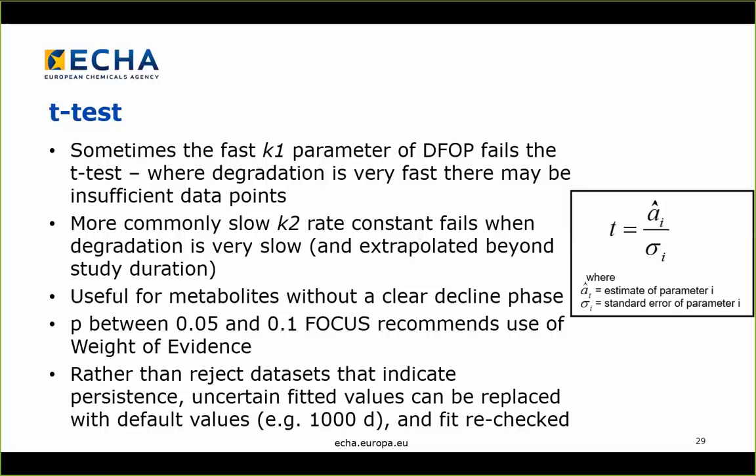When the p-value of your t-test is between 0.05 and 0.1, Focus recommends using a weight of evidence approach. That could mean looking to see if there's evidence from other studies or other soils that would support the long DT50 that you've got in the soil that you're currently considering. And as I said, rather than just reject data sets that indicate persistence, those fitted values that are uncertain, as shown by the t-test, can be replaced with default values. The standard Focus default is 1,000 days. And you can recheck the fit, and we'll maybe have a look at that in some of the workshops later.